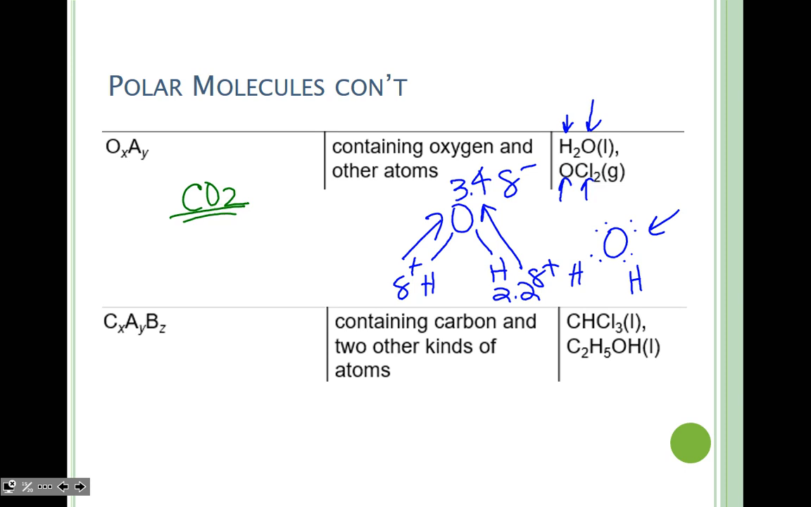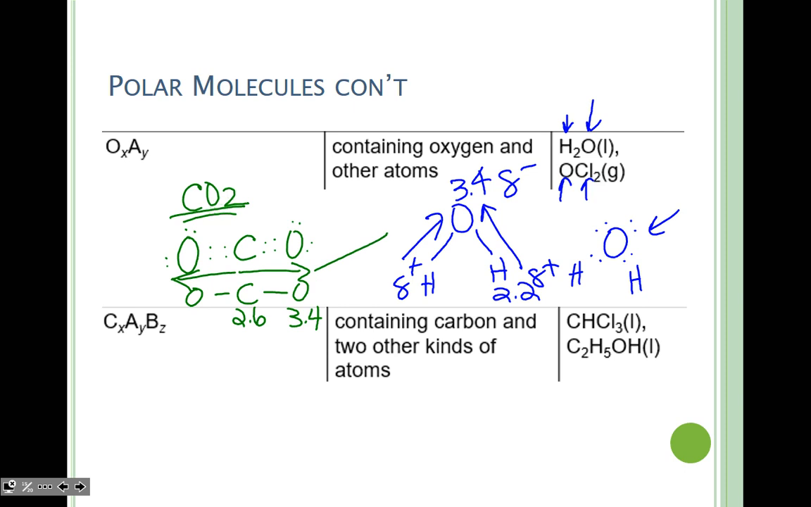So in this case here, we have carbon being the central atom. Now the central atom has no lone pairs. So what do we call this? This is linear, kiddos. Linear. So in this case here, carbon is 2.6 and oxygen is 3.4. So it's going to move outwards.